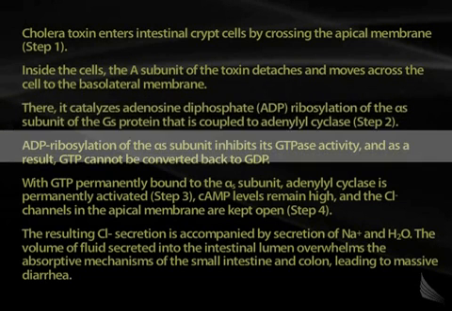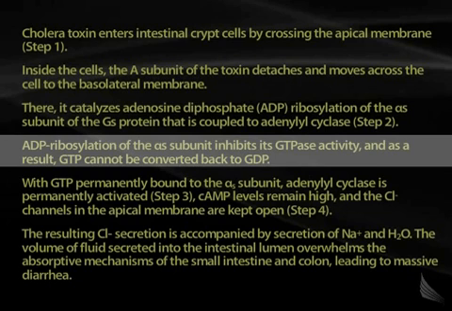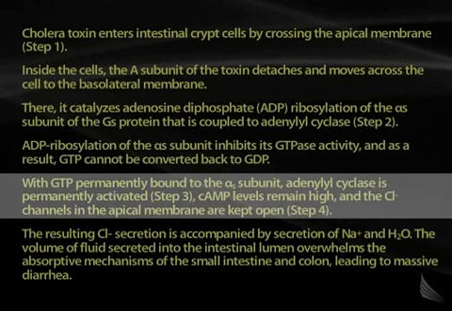Because of this, ADP ribosylation of the alpha S subunit inhibits its GTPase activity, and GTP cannot be converted back into GDP. When GTP is permanently bound to the alpha S subunit, adenylate cyclase is permanently activated. Therefore, a vicious cycle is set up with uncontrolled adenylate cyclase activation. Cyclic AMP levels remain high.